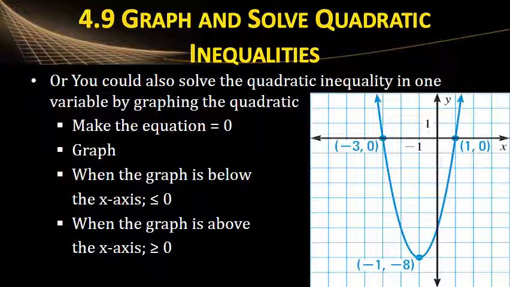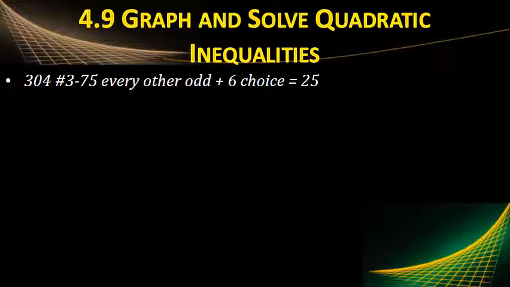So if we wanted our function less than 0, we'd have the middle part, because here's where it's below the x-axis. If it was supposed to be greater than 0, then we'd have the two ends. So we'd have this part and this part. And that's all there is today.